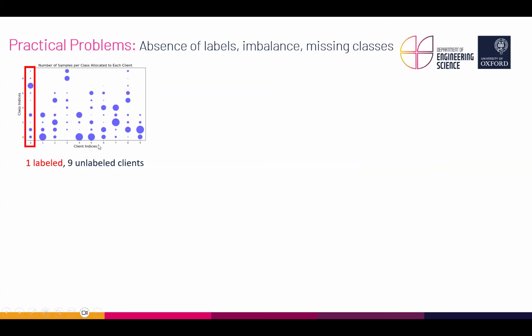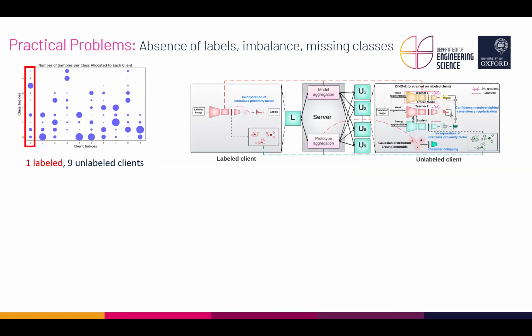So for example, let's say we have 10 clients. In the x-axis, you can see there are 10 client indices, and these are class indices. And the size of the circles determines the amount of data corresponding to that class present. So you can see different classes are absent in different clients. And we are saying, how about we have one labeled client here and all these other clients are unlabeled. So we try to come up with methods to solve this kind of problem.